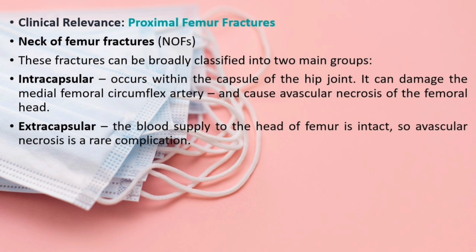The distal fragment is typically pulled upwards and rotated laterally. This manifests clinically as a shortened and externally rotated lower limb. These fractures can be broadly classified into two main groups. Intracapsular fractures occur within the capsule of the hip joint. They can damage the medial femoral circumflex artery, and cause avascular necrosis of the femoral head. In extracapsular fractures, the blood supply to the head of the femur is intact, so avascular necrosis is a rare complication.